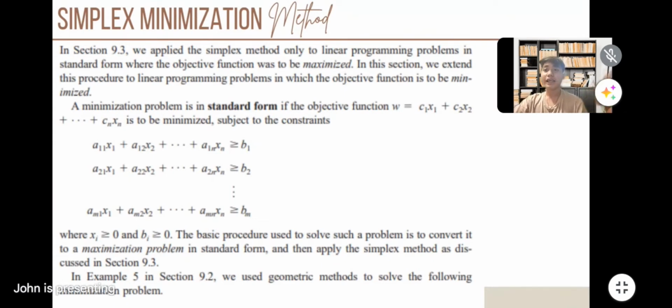a sub 11 x sub 1 plus a sub 12 x sub 2, and so on, where x is greater than 0 and b is greater than 0. The basic procedure used to solve such a problem is to convert it to a maximization problem in standard form, and then apply the simplex method as discussed here. And then we use geometric methods to solve the following problems.